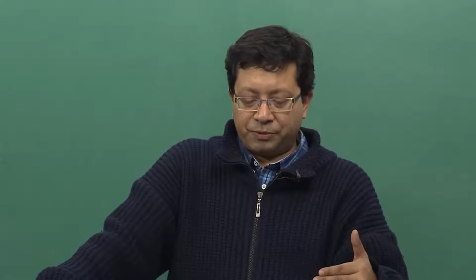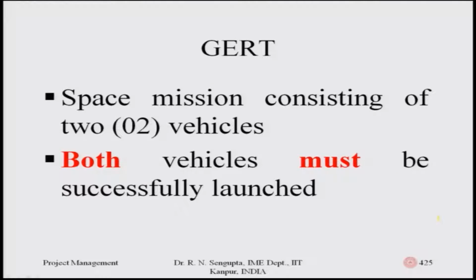So, this is a space mission consisting of two vehicles. The second point, which is very important to note, is that both vehicles must be successfully launched in order to have success in the overall project. So, based on the statement, let me draw the diagram.